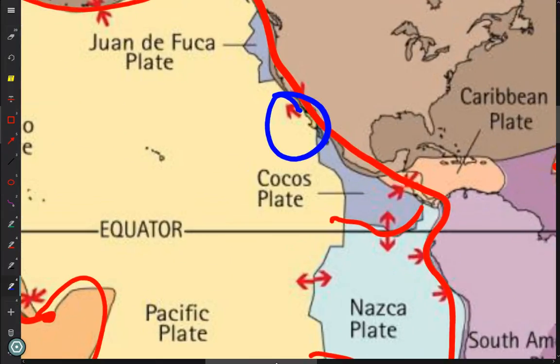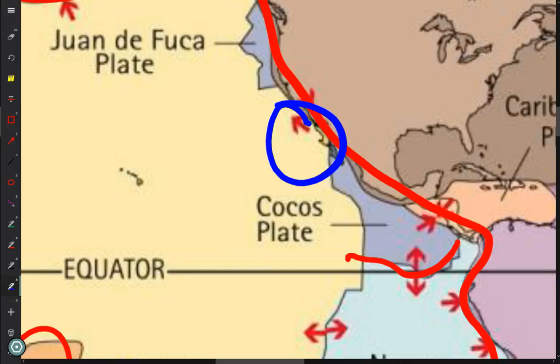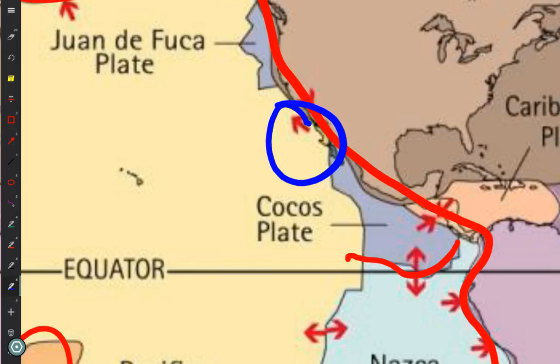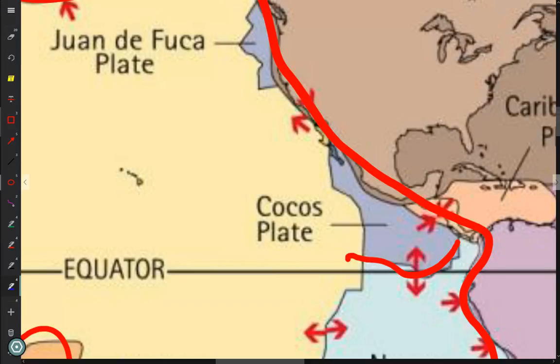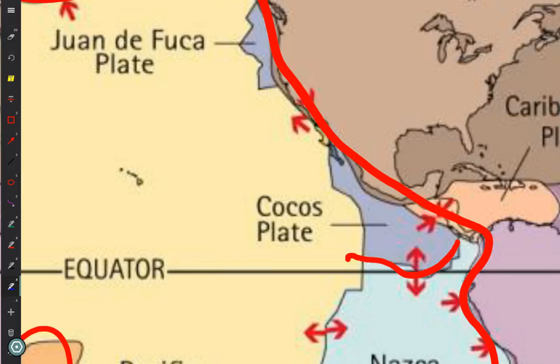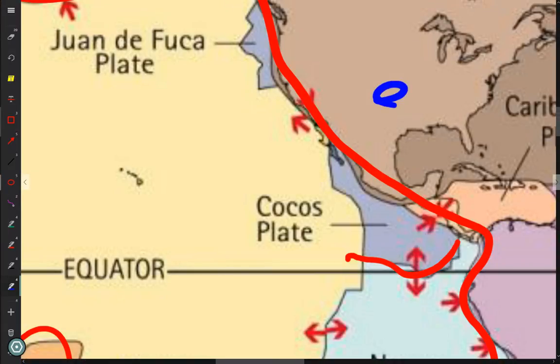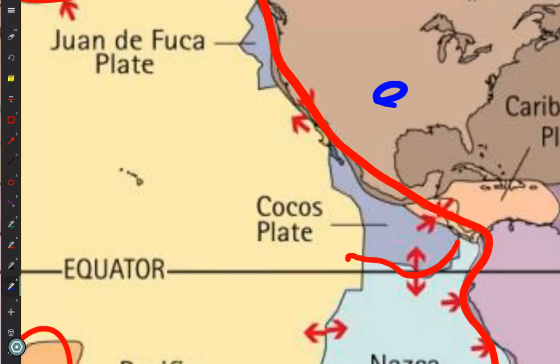So here, where we roughly are, I say where we roughly are, I'm from California. Sorry, I by default go to California. We are out here. What's going on there? Nothing. We're in the middle of a plate. We shouldn't have much earthquakes because we're in the middle of a plate.